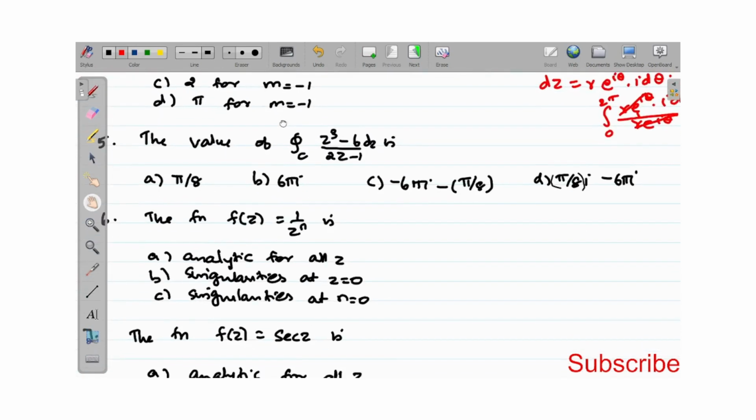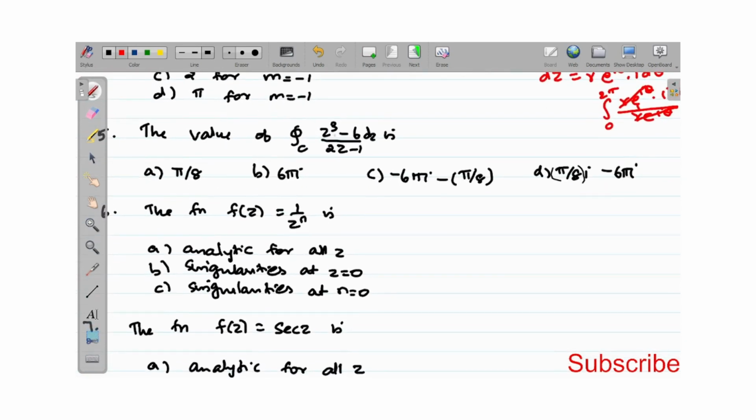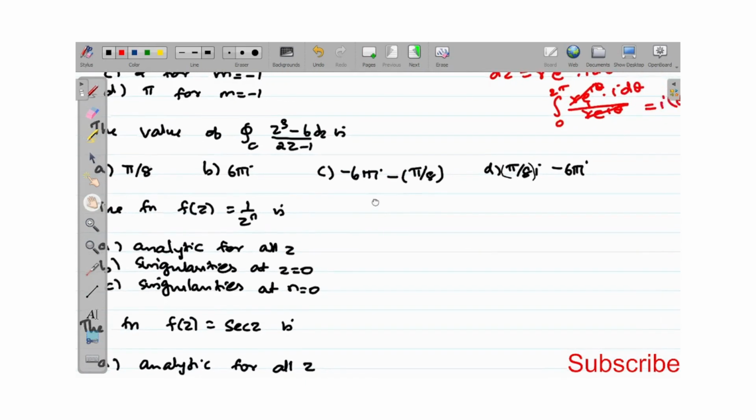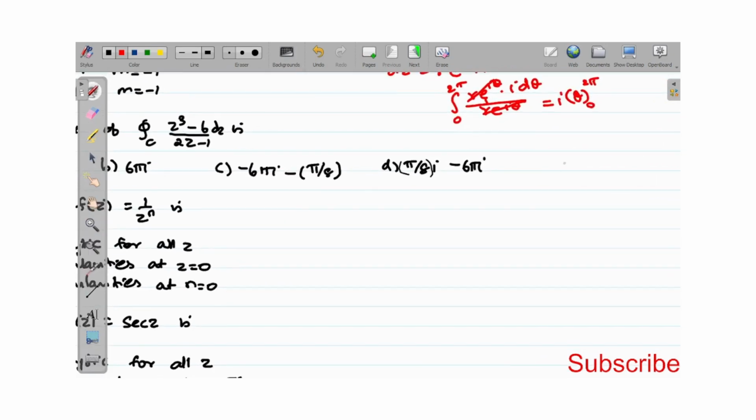Now the fifth question: the value of the integral over C of (z cube minus 6) divided by (2z minus 1) dz is... If you take 2 outside, z minus 1 by 2 into dz, which can be written as integral of (z cube minus 6 by 2) divided by (z minus 1 by 2) dz. We can find the integral using Cauchy theorem or Cauchy residue theorem, whatever.